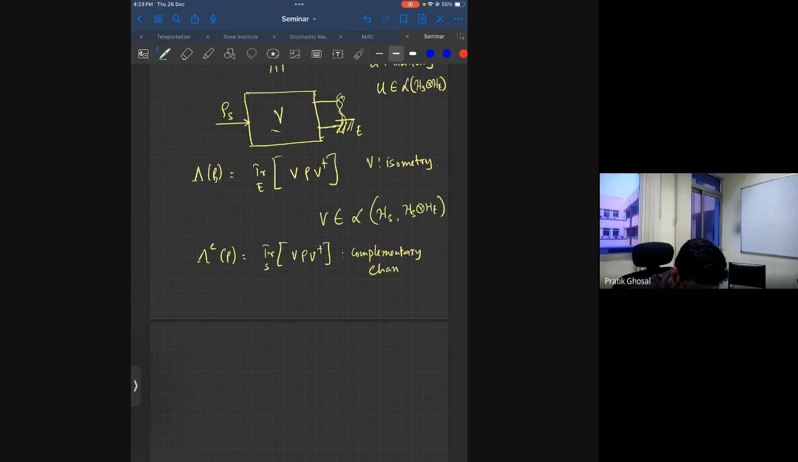Yes, exactly. If you take only the classical information, then you can calculate the mutual information between lambda c rho and rho, and you will get the information that is being deposited in the environment.